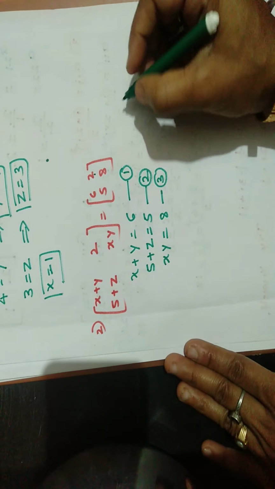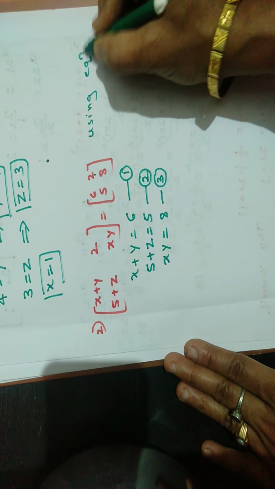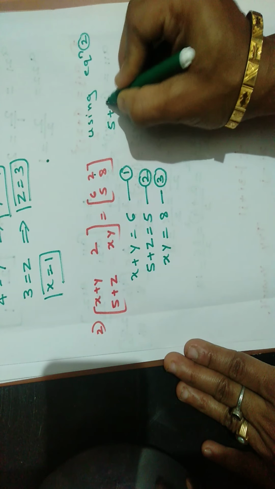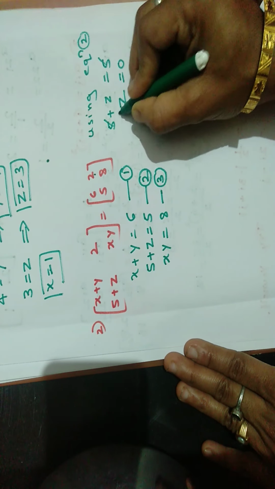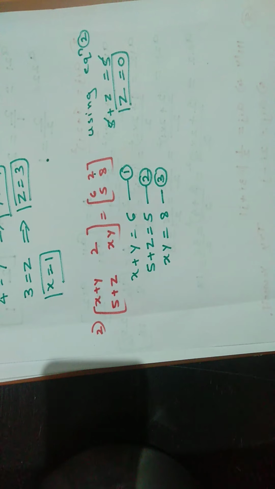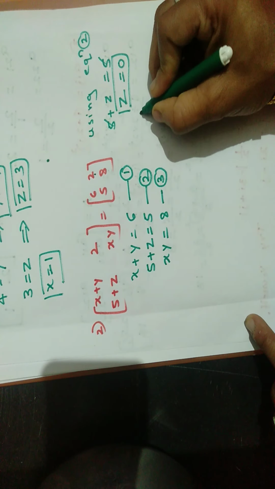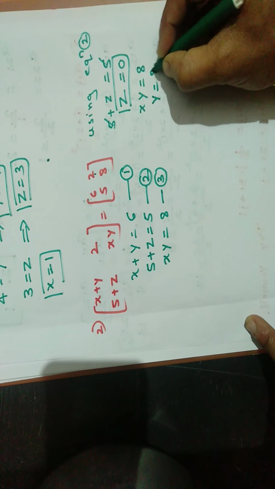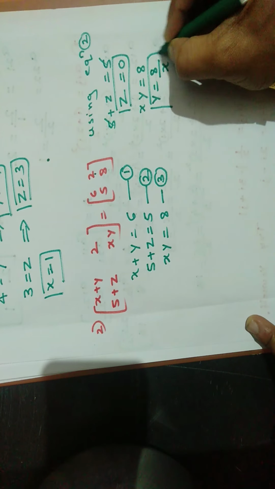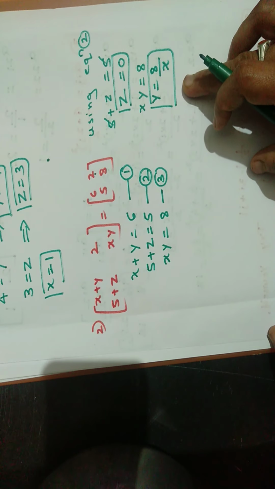Okay. So using equation 2, 5 plus z is equal to 5. So 5 gets cancelled, z is equal to 0 we get. So here also find x, y, z value. z is equal to 0, already we got. And using the third equation, xy is equal to 8, so y is equal to 8 by x. Using equation 3, we get y is equal to 8 by x.